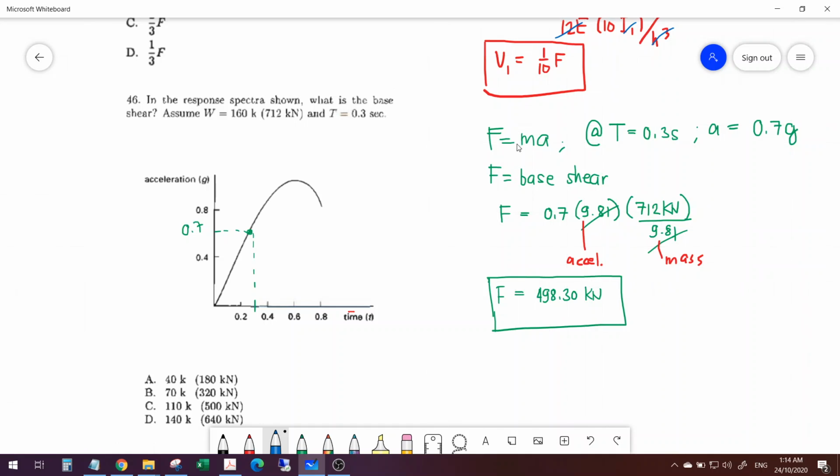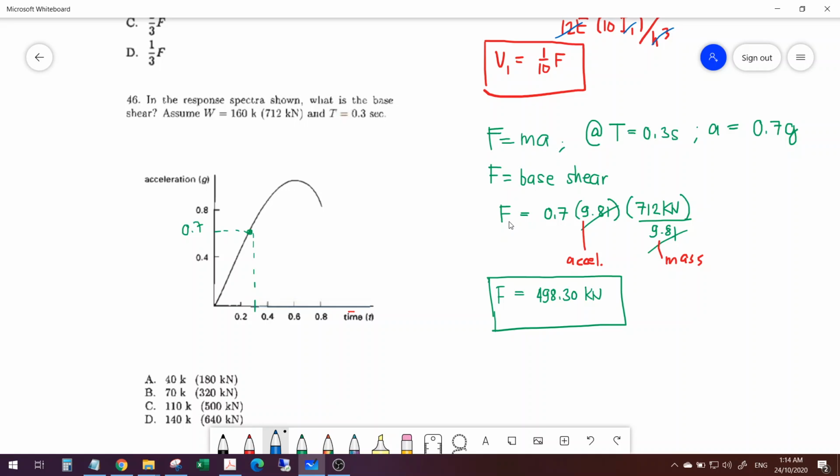Base shear is actually force equals MA, di ba? Newton's formula. Now, given 'yung period na 0.3 seconds, as you notice, nasa gitna 'yung point 3. Then, plot natin 'yon using the response spectra curve. As shown here, no, 'yung acceleration niya is 0.7. So, 'yung acceleration is 0.7 g. Okay. So, F is actually the base shear.